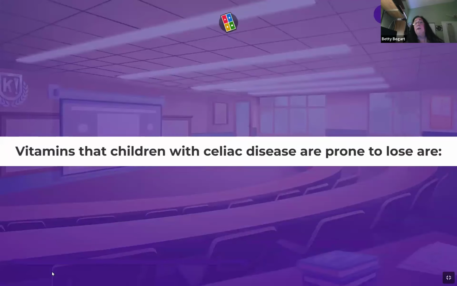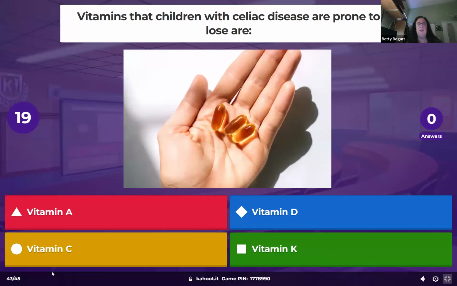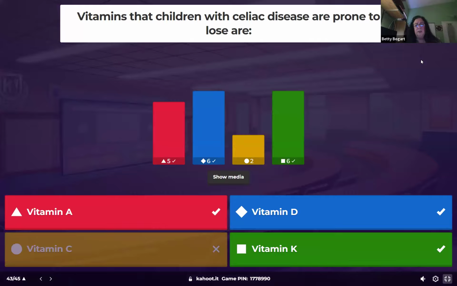Vitamins that children with celiac disease are prone to lose are... What do you know about celiac disease? They have fat intolerance, right? They lose it. They have steatorrhea, malodorous, just bulky. And I'm telling you, it stinks. So they're losing all of their fat-soluble vitamins. So they're going to need replacements. Vitamin C is a water soluble one, to let you know.